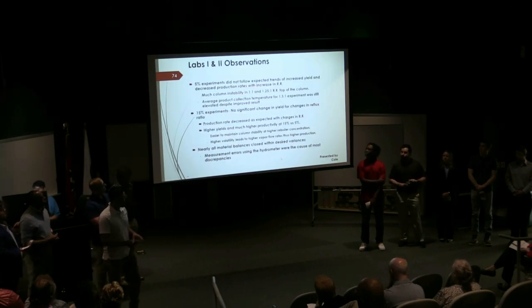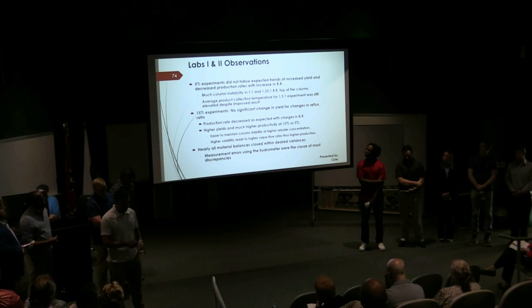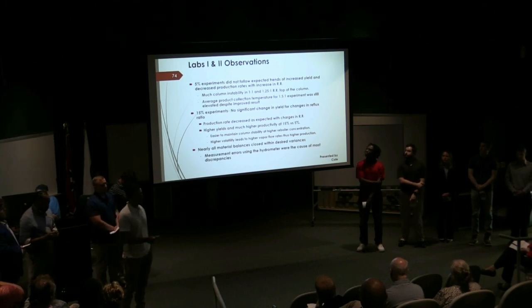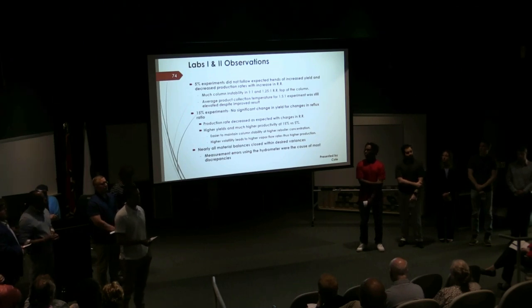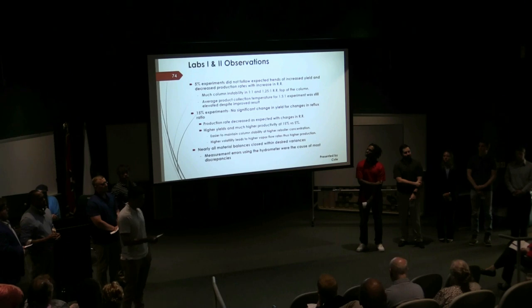So here are our observations for labs 1 and 2. At our 5% concentrations, increasing reflux ratio generally decreased our production rates, but did not consistently improve our yields across those different reflux ratios. Our 15% experiments, however, showed much higher yields, production rates, and better column stability.